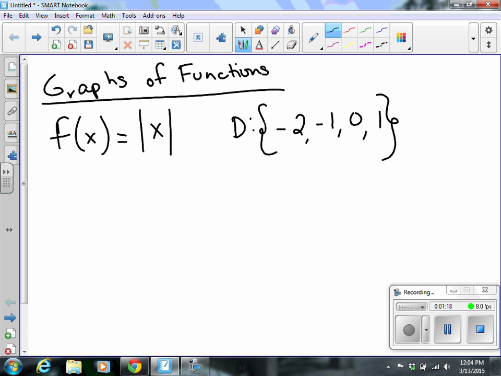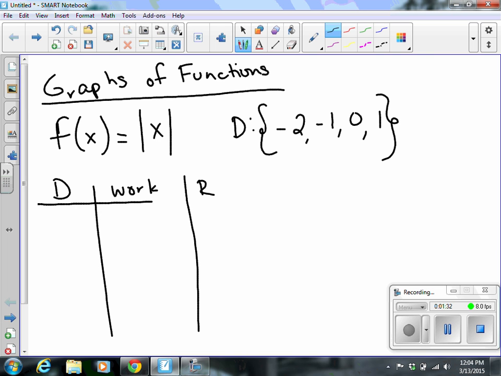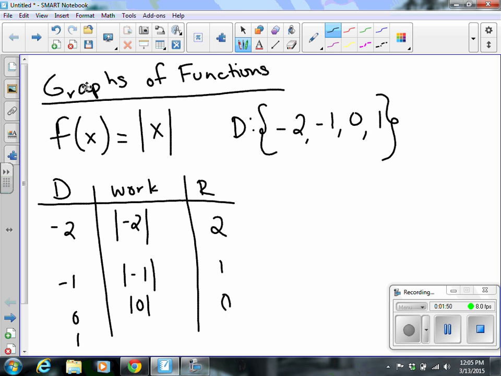So it's kind of like our T-chart when we were working with how to graph. It's similar to that. I know some of you like the H-chart, which is fine. So I'm just going to rework this here. So I know that I have the absolute value of -2. Well, the absolute value of -2 is 2. The absolute value of -1 is 1. Absolute value of 0 is 0. Absolute value of 1 is 1.